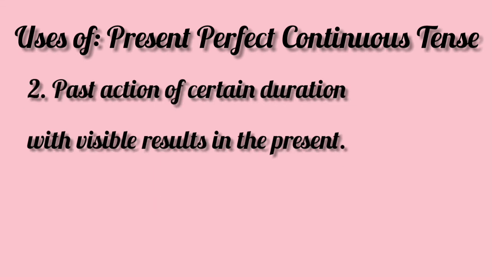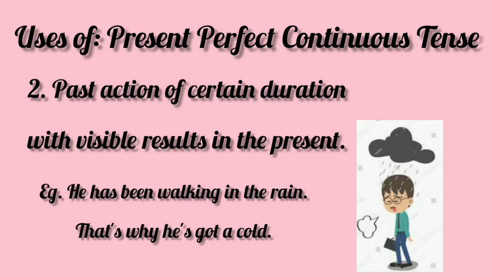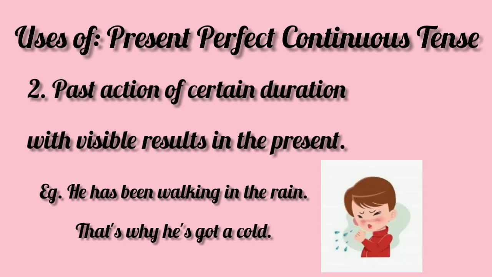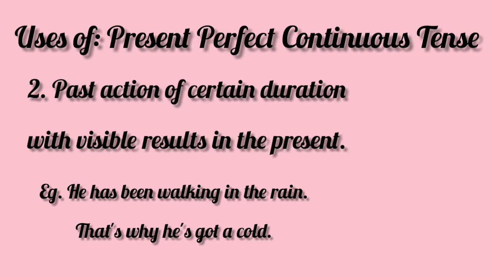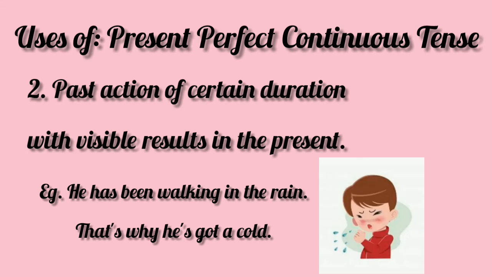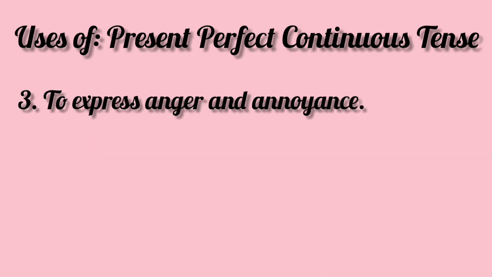The next use is to talk about past actions of certain duration with visible results in the present. For example, he has been walking in the rain, that's why he's got a cold. That means he has been walking in the past and the result is visible in the present, that is, he has got the cold.